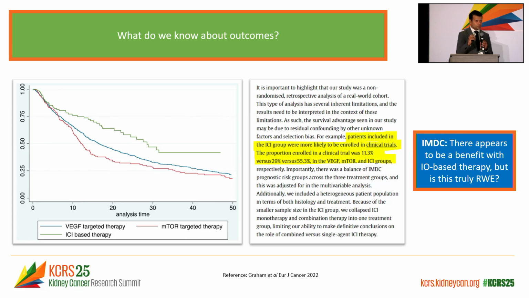But I think the devil with real-world outcomes is always in the details, and there's a very eloquent discussion that accompanies this manuscript. What they point out, and I think this is really important, is that patients included in the ICI group were more likely to be enrolled in clinical trials. The proportion enrolled in clinical trials in the ICI group was 55.3%. If you look at the TKI group, it was just 11% of patients. So I think this does not necessarily reflect real world if half the patients in the checkpoint inhibitor treated experience were receiving therapy in the context of clinical trials. This is likely very carefully selected data.